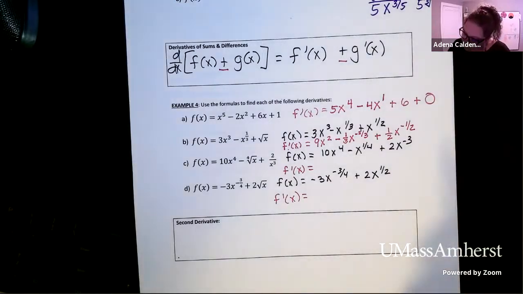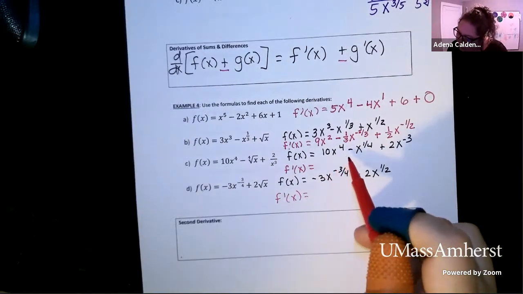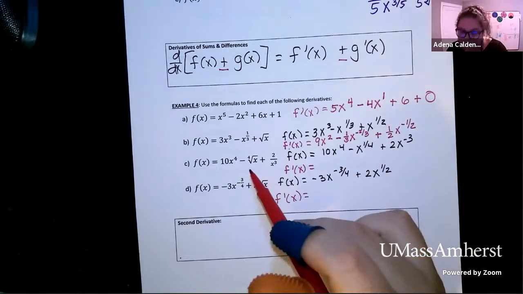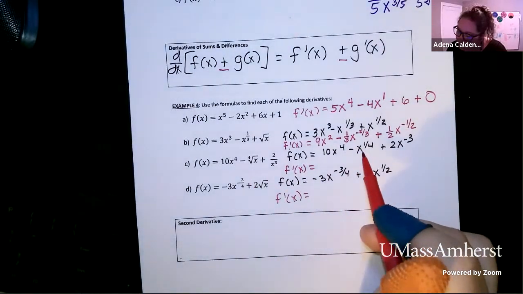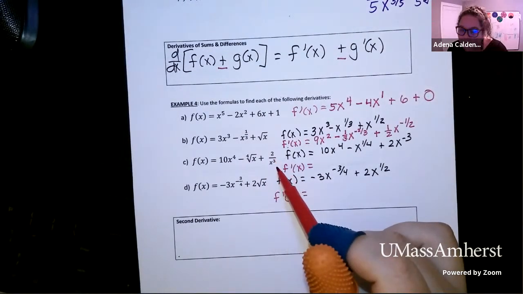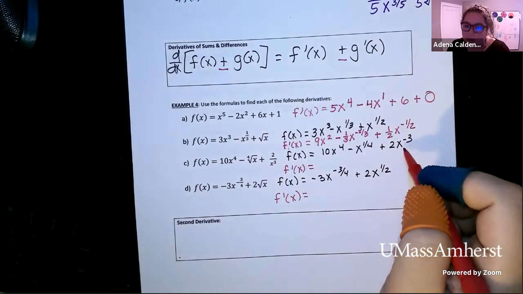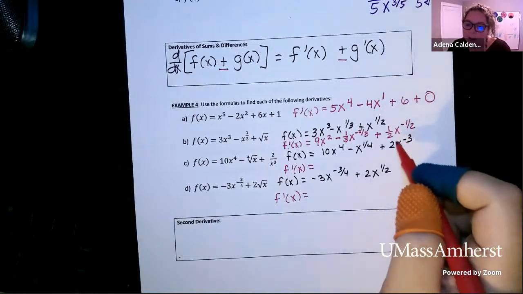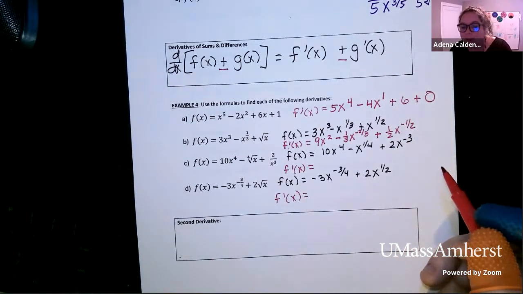So I take a step to do the rewrite. So I have 10x to the 4th minus, now this was the 4th root of x, so I write this as x to the 1/4. And then here I had 2 over x cubed, so I bring that x cubed term up by making the power negative. So again, I haven't done the derivative yet.